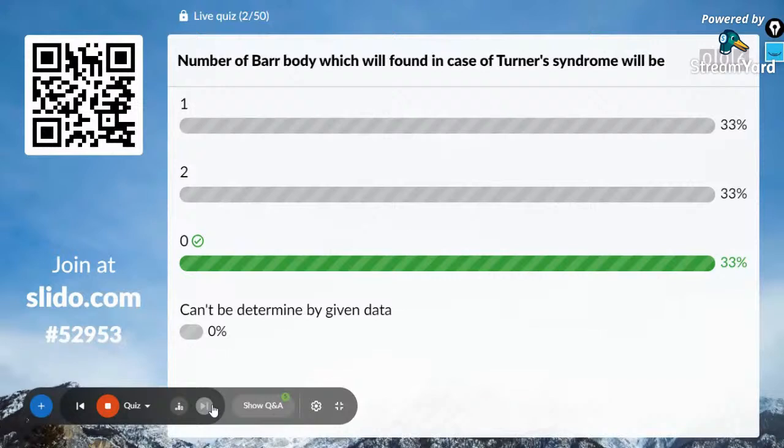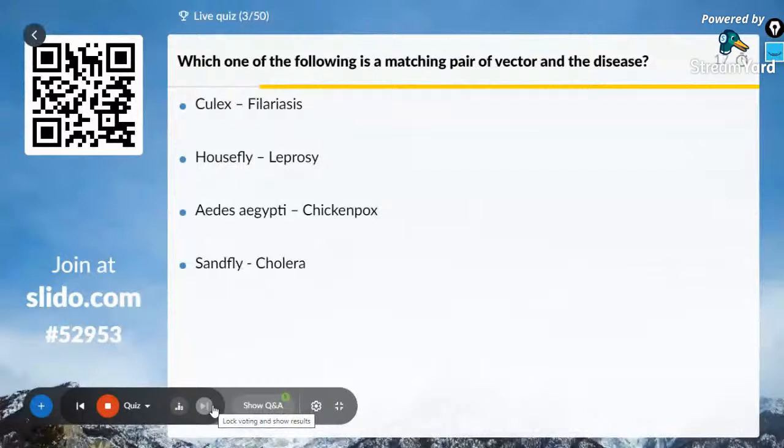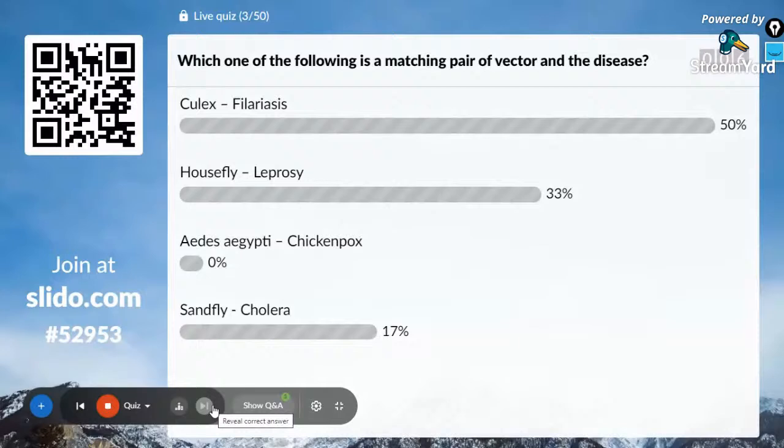Take the next question on the screen. Which of the following is a matching pair of the vector and the disease? Yes, let's check which is the correct answer for the question. Yes, guys, the correct answer is Culex, filariasis.